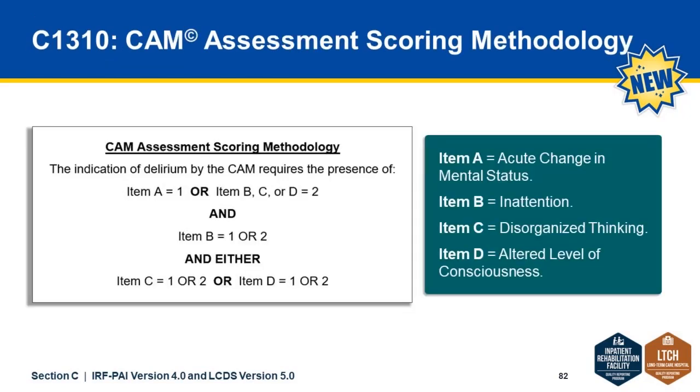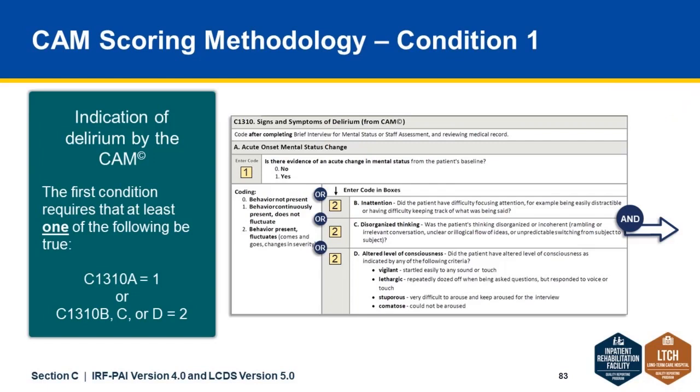So what does this mean when considering an indication of delirium for your patient? This is found in your guidance manual, but let's break it down a little better to understand what it means. Basically, there are 3 conditions with regards to how your patient scored on C1310. Condition 1. The first condition requires that at least one of the following be true: C1310A is 1, or C1310B, C, or D is a 2. On the screen, you see how the scoring of C1310 indicates the first condition.